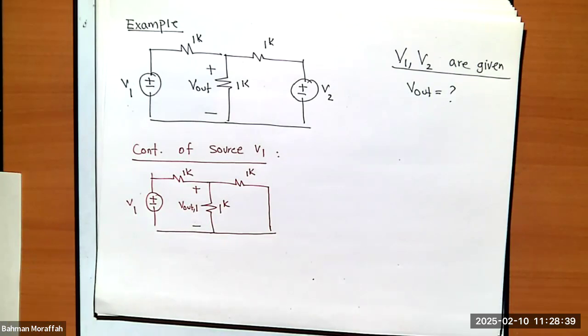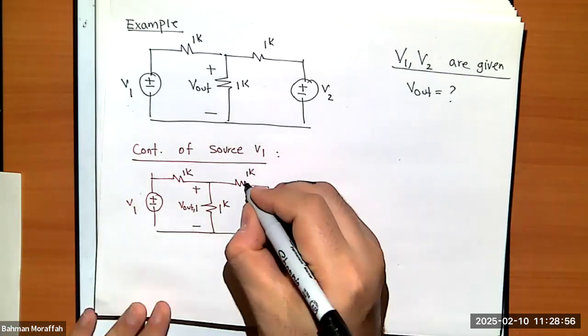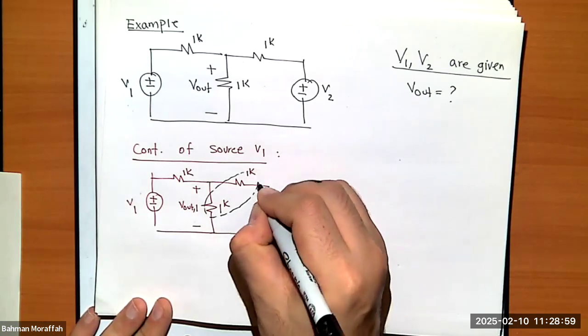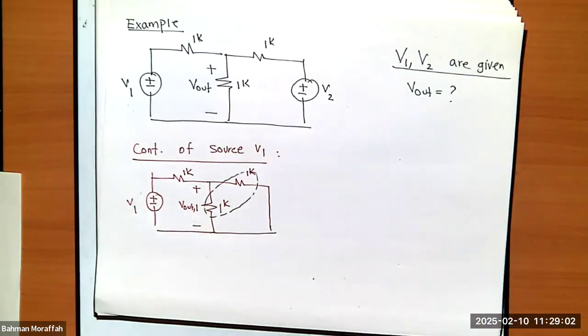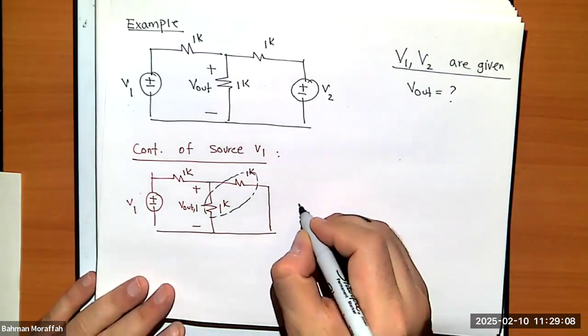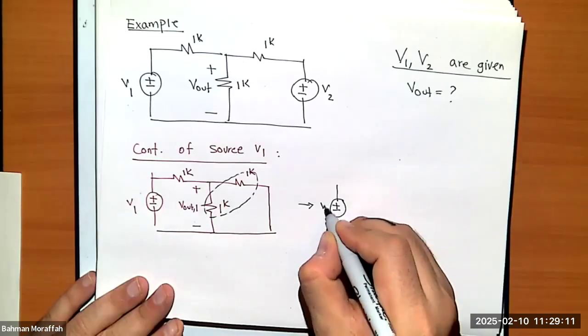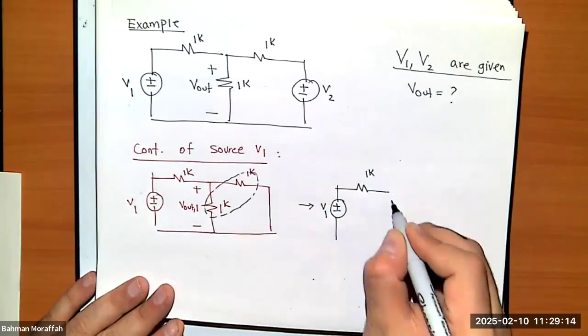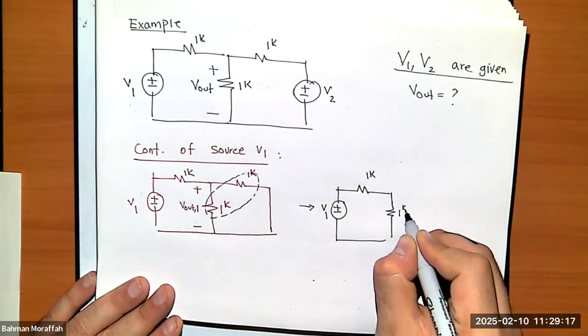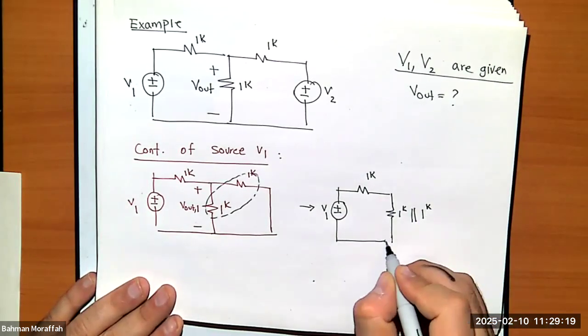What I'm claiming is that we know exactly what this circuit is. We're very familiar with this circuit. It's a voltage divider. There's a voltage source there. So I can combine these two. How? They're in parallel. I can combine them. So the circuit basically is this. This is V1. This is 1K. And this is this 1K in parallel with 1K.